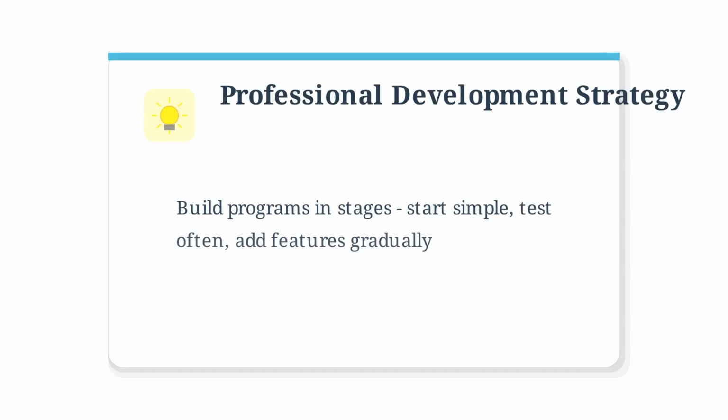Here's the golden strategy real developers use. Build programs in stages. Start with basic functionality, test it thoroughly, then gradually add more features. Don't try to build everything at once. Even professional software is built one piece at a time.